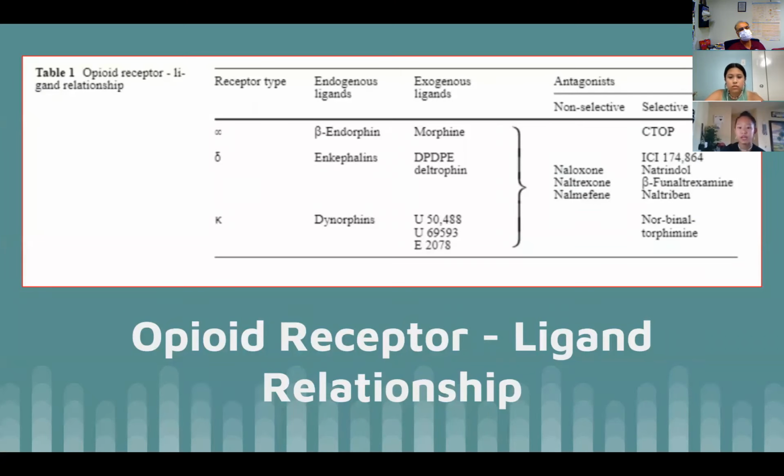Dynorphin production is located throughout the brain, with kappa opioid receptors located in the cortex, amygdala, striatum, thalamus, hypothalamus, and the VTA, or the ventral tegmental area. This opioid peptide is made up of amino acids and exists in many forms, including dynorphin A and dynorphin B.